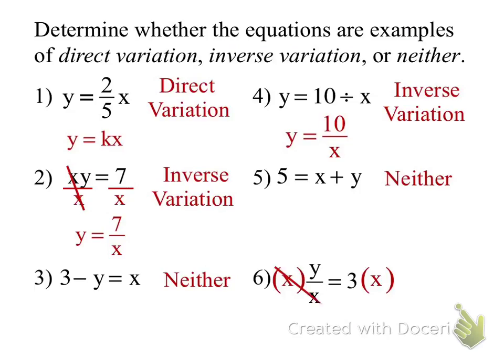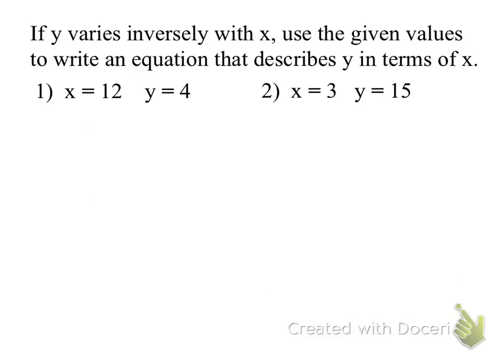Okay, next one. Now the way we're going to see this, it's going to come to us like this. Y varies inversely with x. Right there I do y equals what? K over x. This is how you write it. Use the given values to write the equation. My ending part should be an equation with y in terms of x. So step 1, what would I do?